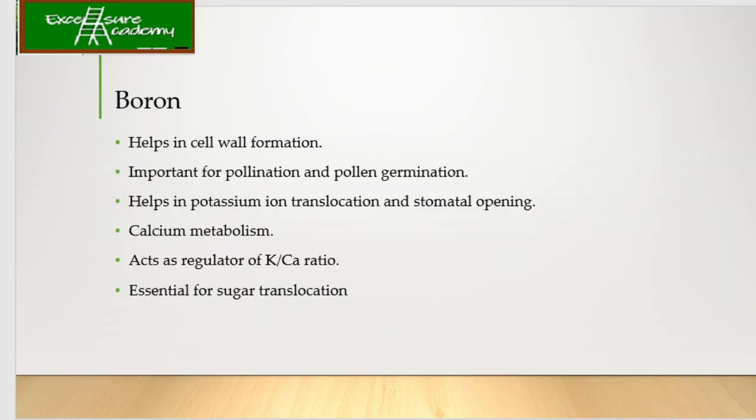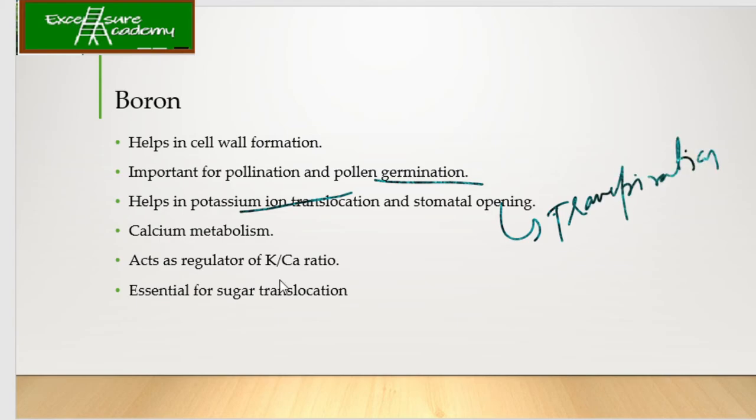Moving on to the next, boron. So it helps in the cell wall formation. It is also important for pollination and pollen germination. It helps in the potassium ion translocation and stomatal opening. So this is already an important thing for the plants, for the transpiration as well as for the stomatal opening, right? But again, boron is also helping in this.